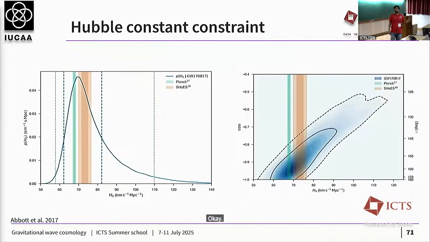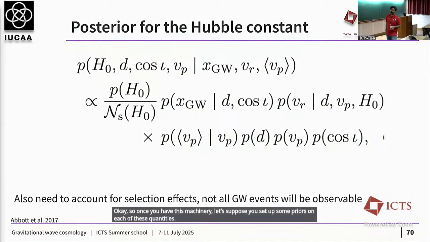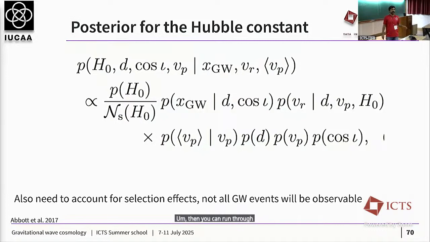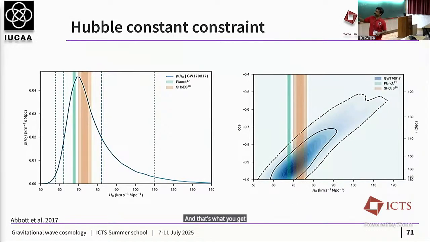Okay, so once you have this machinery, let's suppose you set up some priors on each of these quantities. Then you can run through the likelihood and ask what is the posterior distribution of H naught. And that's what you get. This is the posterior of H naught as a function of H naught. And this is the distribution that you get from GW170817.